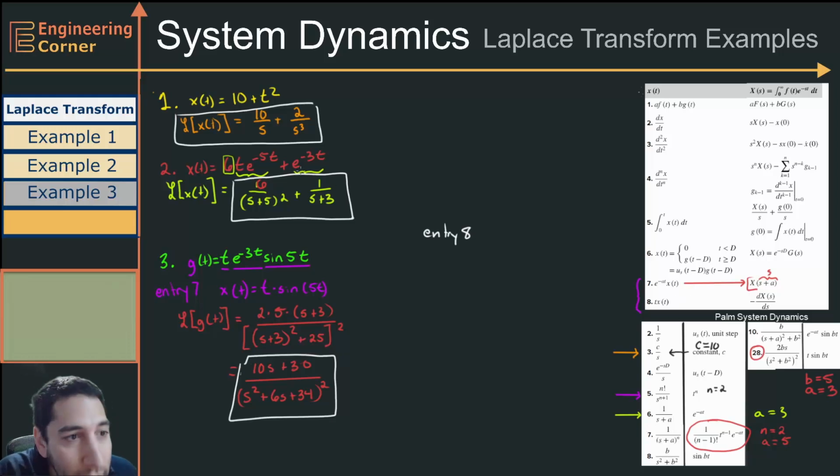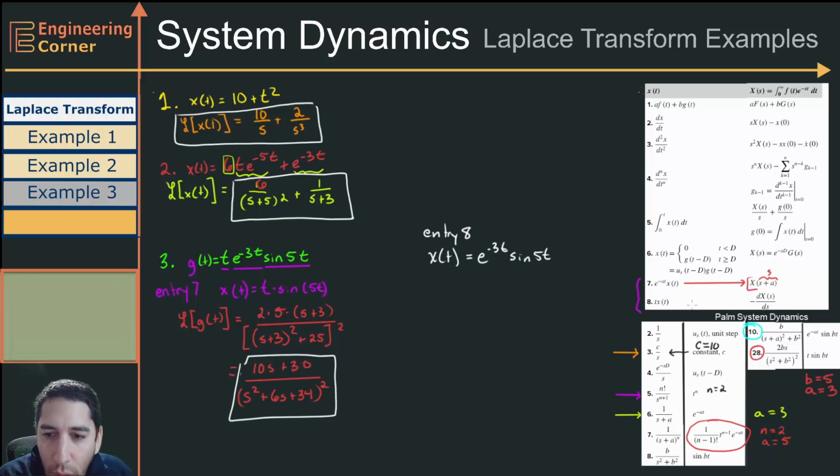In entry 8, if we look at what's happening, we have t times some function x of t. Let's define x of t this time. Instead of being t times the sine of 5t, we're going to make this e to the minus 3t times the sine of 5t. And if we do this, we can still use entry number 10, right? E to the minus at times the sine of bt. A and b stay the same. The 3 and the 5 stay the same.